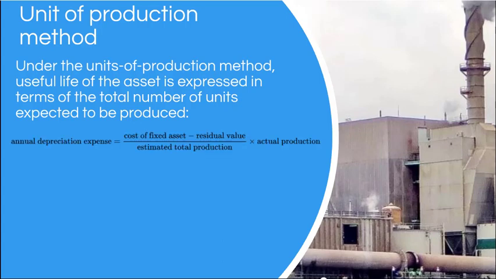So we can compute the annual depreciation by dividing the depreciable amount by the total expected number of units we can produce from the asset, times the actual number of units produced during that particular period.